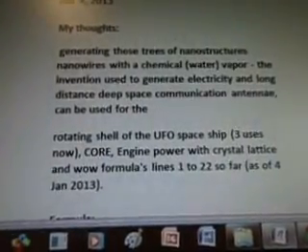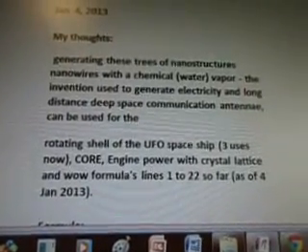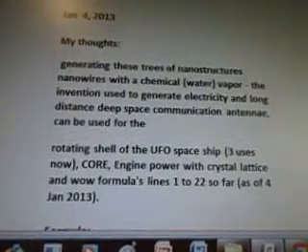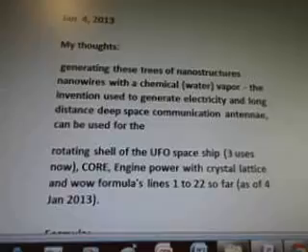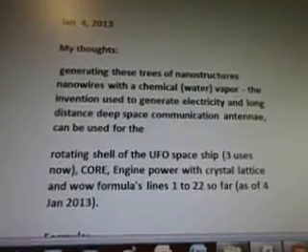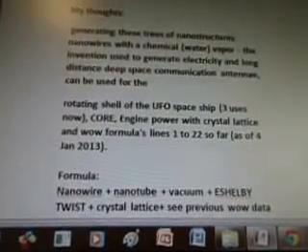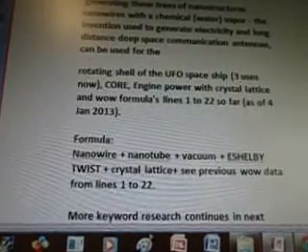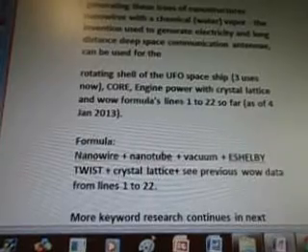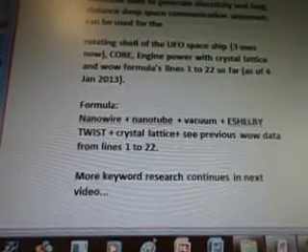January 4, 2013, my thoughts. Okay, generating these trees of nanostructures, nanowires, with a chemical vapor, the invention used to generate electricity and long-distance deep space communication antennae can be used for the rotating shell of the UFO spaceship. It has three uses now: the core, the engine power with the crystal lattice, and wall formulas lines 1 to 22 so far as of the 4th of January 2013.